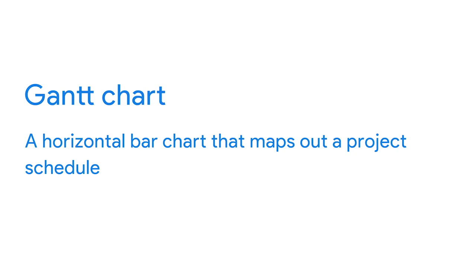There are many helpful tools that you can use to create a project schedule, but let's focus on one that we sometimes use here at Google called a Gantt chart. A Gantt chart is a horizontal bar chart that maps out a project schedule. Fun fact, the chart gets its name from American engineer Henry Gantt, who helped popularize the chart in the early 1900s. So, why did people working in project management find this chart useful?